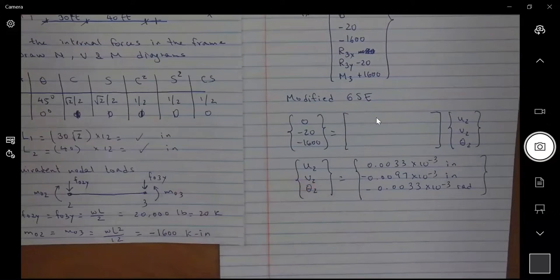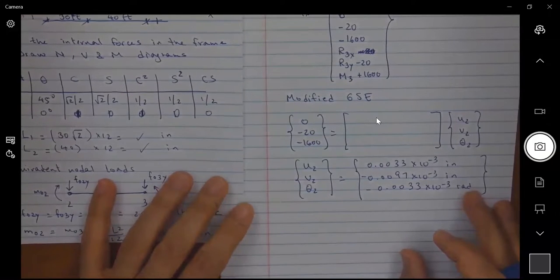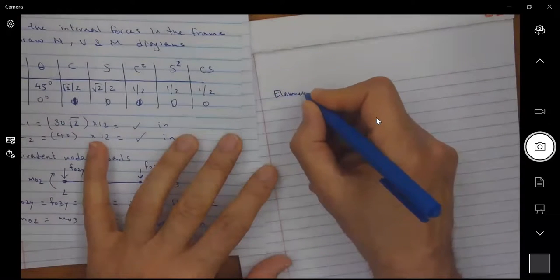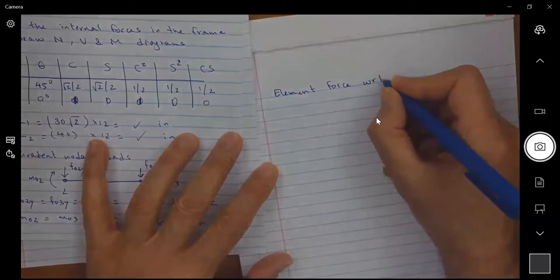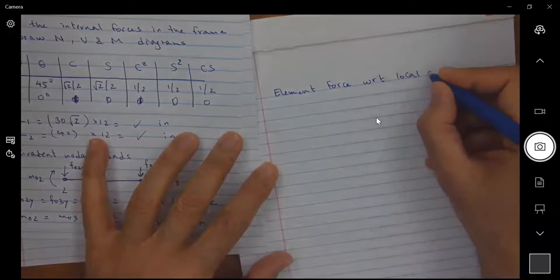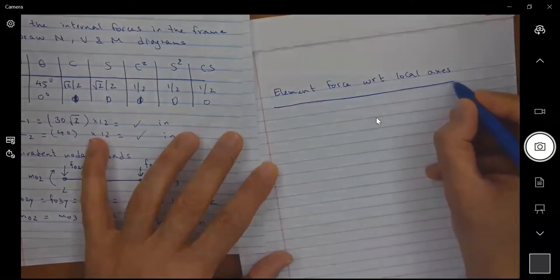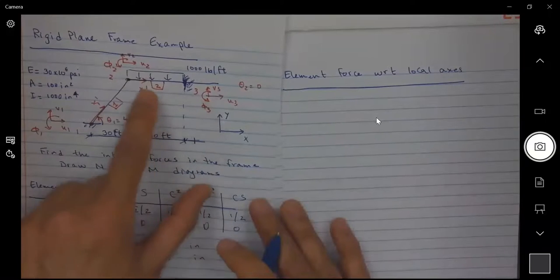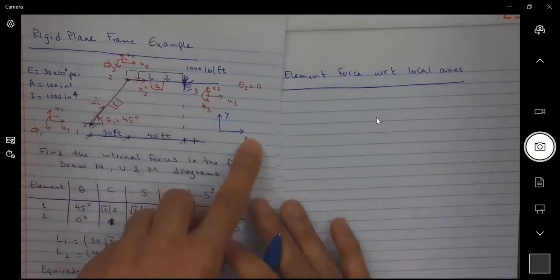What are we going to do with these displacements? These are displacements with respect to the global axis. So if I want to find the element forces, I'm going to need to transform these to write them with respect to the local axis. So for element forces with respect to local axis, of course, element one is where we have to do the transformation. For element two, it happens that the local axis is oriented along the same global axis.